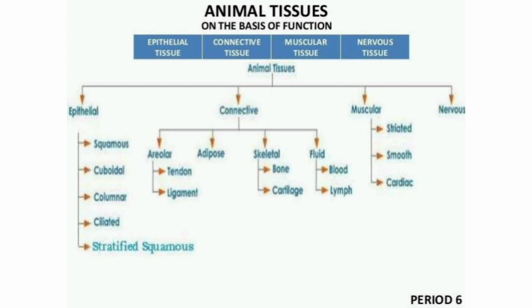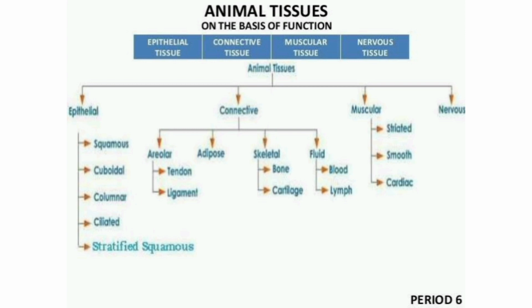Connective tissues are of four types: areolar, adipose, skeletal and fluid. Areolar tissues, two types. First one tendon, second one ligament. Skeletal tissues, two types: bone and cartilage. Next one fluid. Fluid, two types: blood and lymph.